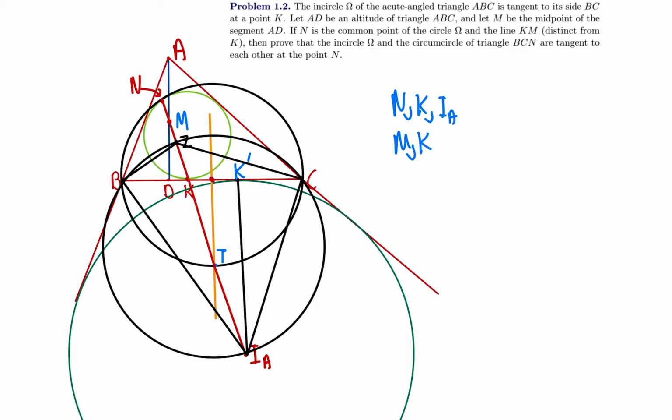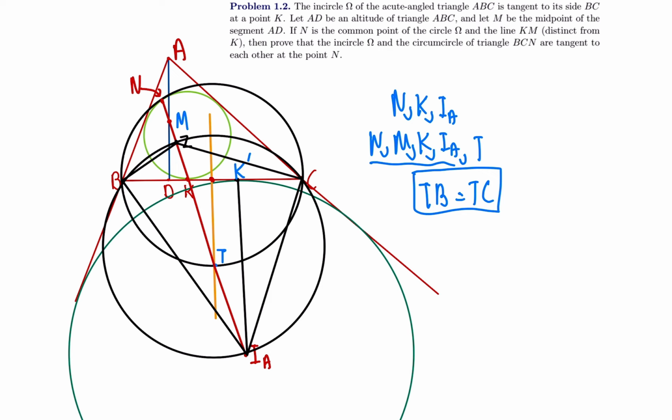M, K, and I_A are collinear because I_A K intersects the midpoint of the altitude. And so, since M, K, and I_A are collinear, all of N, M, K, and I_A are collinear. And T is the intersection of this line that connects all these points and the perpendicular bisector of BC. So you could say that all these points are collinear. And since T lies on the perpendicular bisector of BC, TB is equal to TC.